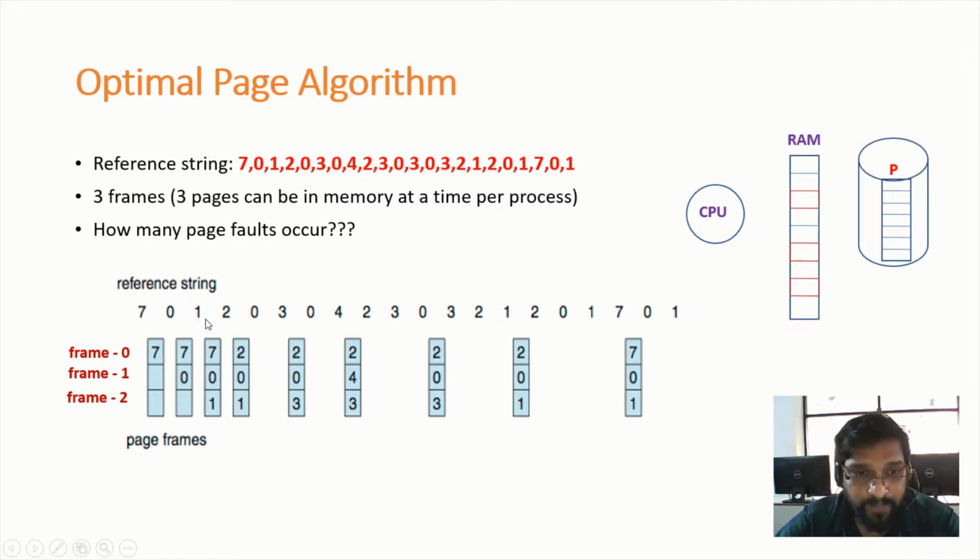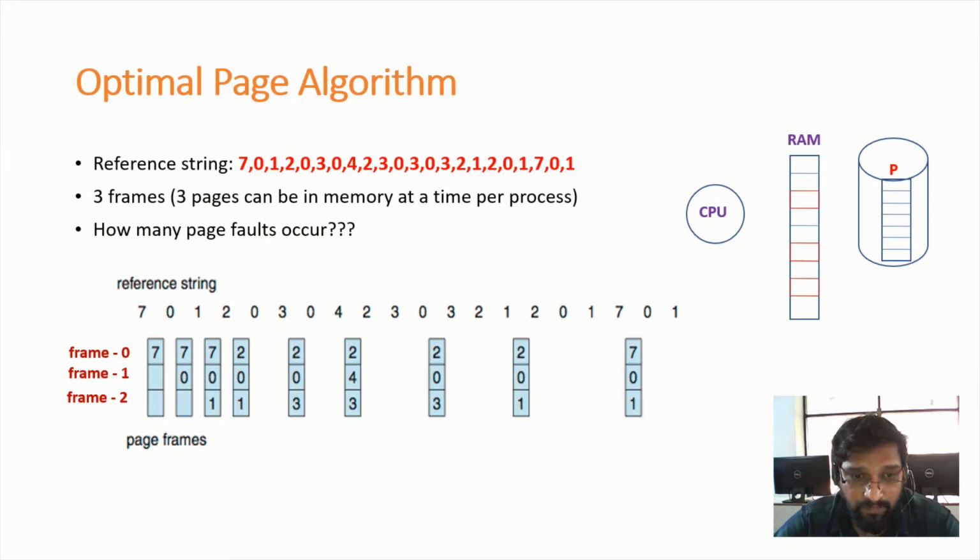Next, the CPU is requesting page number 1, and page number 1 is not present inside the RAM. Since it is not present, we call it a page fault, and we need to move page number 1 from hard disk to RAM. Once we move it, our RAM looks like this. Next, the CPU is requesting page number 2, and page number 2 is not present inside the RAM.